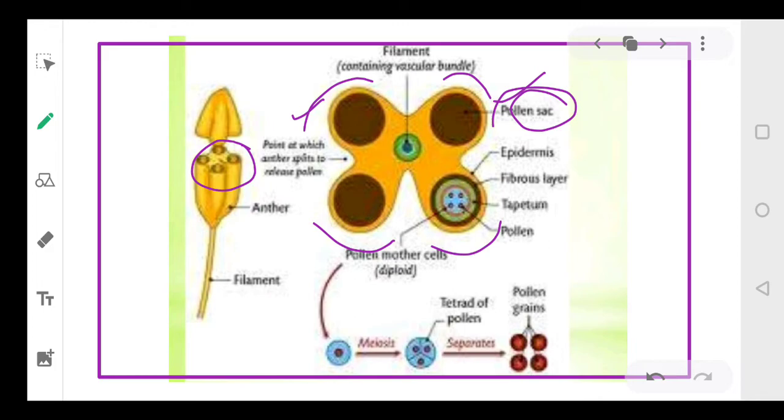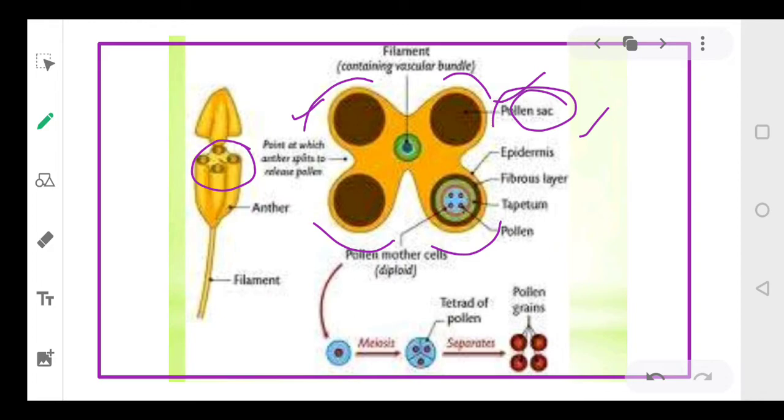ठीक है? So हमारे पास 4-sided structure है जिसके अंदर 4 microsporangia मौजूद है. Clear? और इन microsporangia से बाद में क्या बनेगा? Pollen sac will be formed. Okay everyone? So pollen sacs will be formed. Clear? Is it clear to everyone?